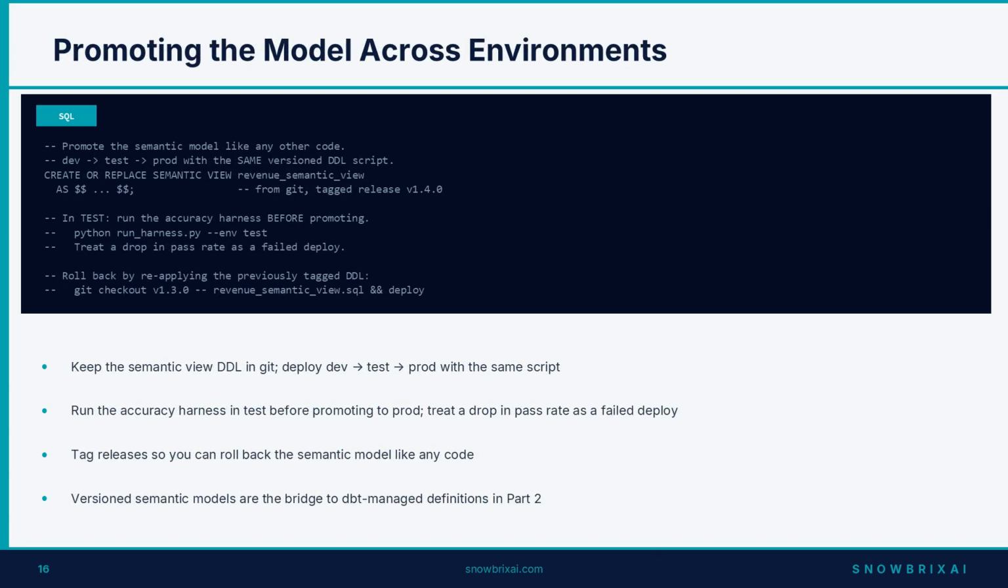Now treat the model like code. Keep the semantic view DDL in Git and deploy it dev, then test, then prod, with the same version script. Tag release 1.4. Here is the rule that keeps you safe. In test, run the accuracy harness before you promote. A drop in the pass rate is a failed deploy. And tag every release so you can roll back the semantic model like any code: git checkout the previous tag and redeploy. Versioned semantic models are the bridge to dbt-managed definitions in part 2.